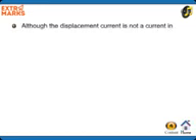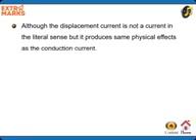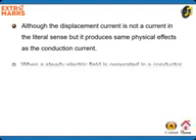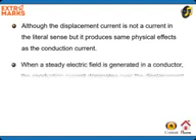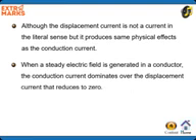Although the displacement current is not a current in the literal sense, it produces the same physical effects as the conduction current. When a steady electric field is generated in a conductor, the conduction current dominates over the displacement current, which reduces to 0.